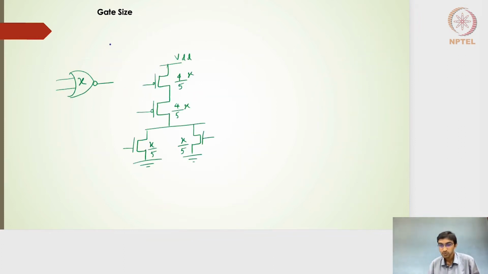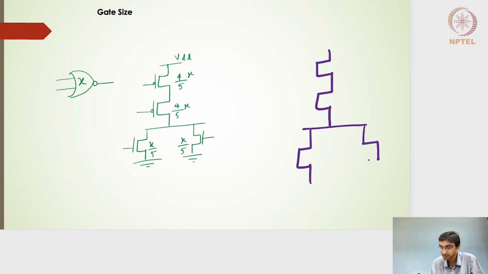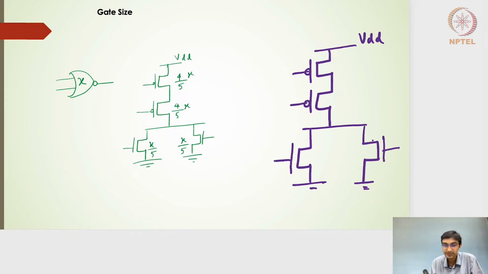Moving further, 2-input NOR gate. 2-input NOR gate again. So let me draw it. This is the 2-input NOR gate. So the 2 transistors on the pull up side will be in series, and the 2 of them will be in parallel on the pull down side. So this is my VDD, and this is my ground, and this is my PMOS, this is my PMOS.